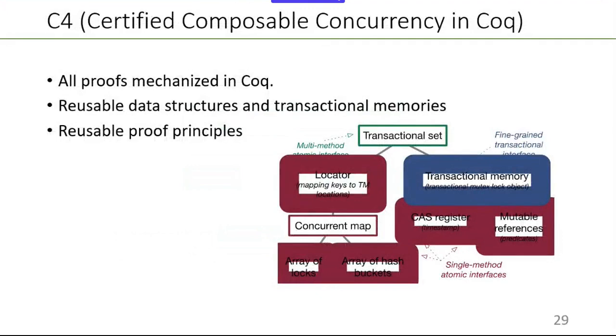Okay, we get back to the nice figure. So we mechanized everything here in Coq, including the definitions, proofs, proof principles, the implementation of the objects and verification of those, the data structures, and transactional memory. And these are actually reusable. So the proof principle is reusable. We have multiple instances of proof principles that can be reused for later projects. And also the objects and transactional memories are reused.